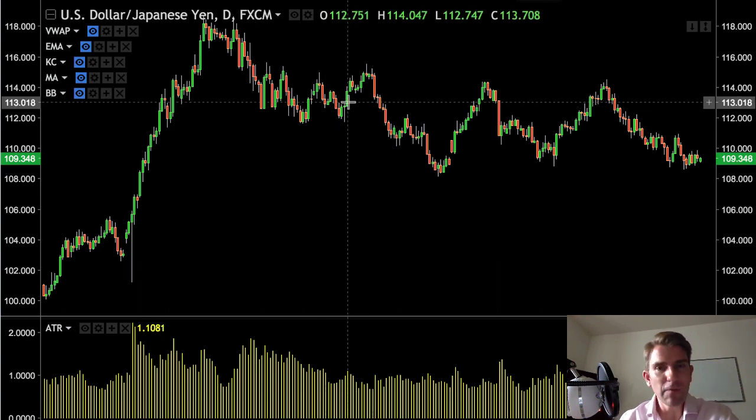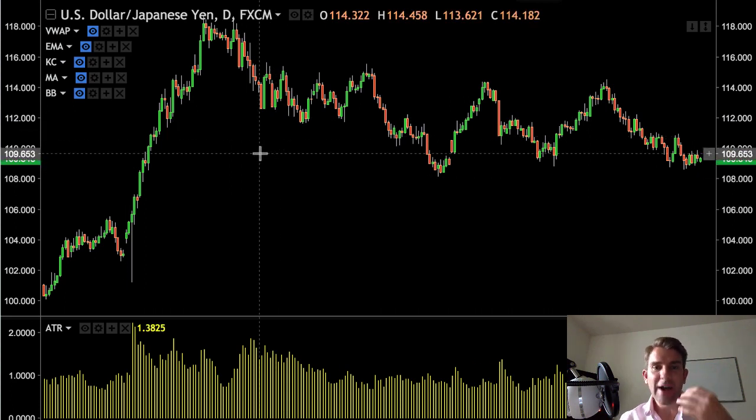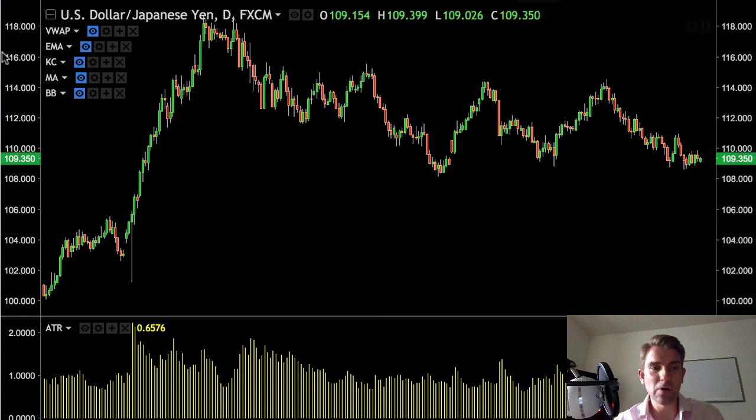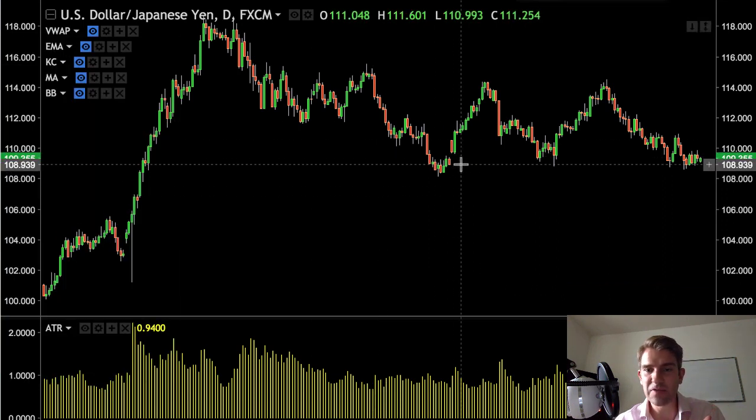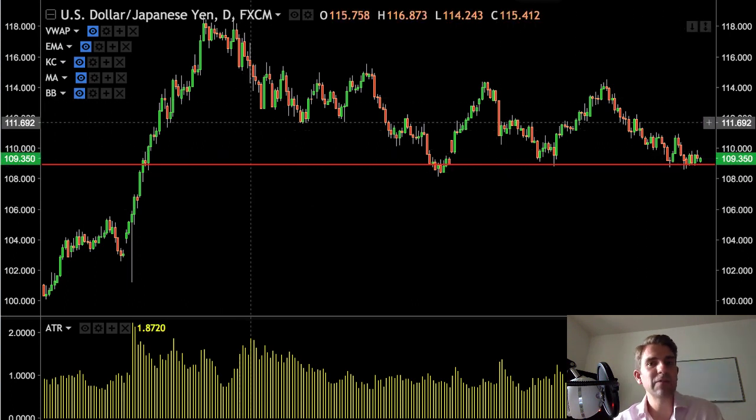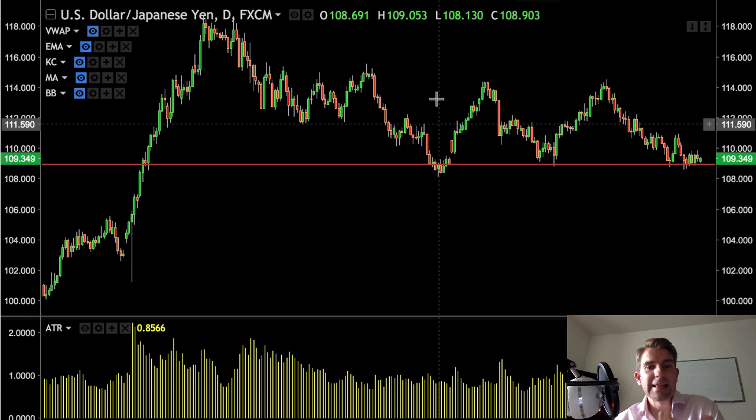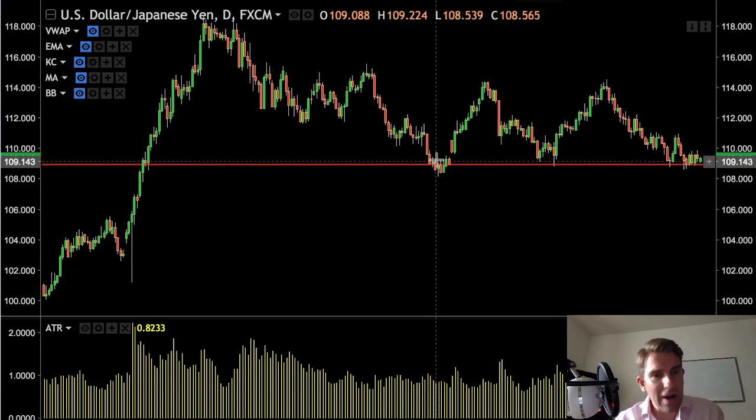Okay, so Confluence basically means where you have a level that is based on multiple tools, if you like. So you might have a support level like this. We've got US dollar yen here on a daily chart, so we could say, okay, we've got a support level, and then to have Confluence we'd have to have something else that would indicate that's a decent level to go long at or to go short at, or whatever it may be.